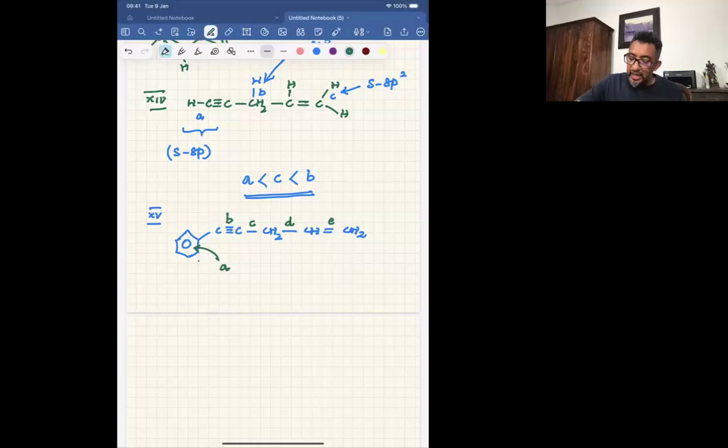A, if you look at it, it's an sp2 overlap. If you look at B, it is an sp overlap. C is an sp3 overlap. D is an sp3 and sp2 overlap. E is an sp2 overlap.